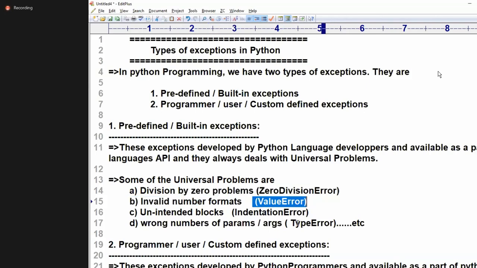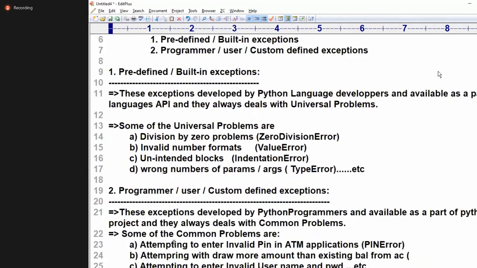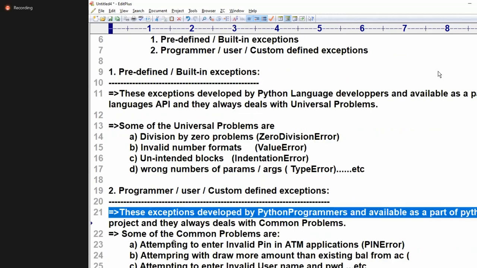Attempting to enter an invalid PIN number in an ATM application, exception. Invalid input, exception. Straightforward. Now, attempting to withdraw more money than the existing amount, it is called an exception. Attempting to enter an invalid username and password, exception.